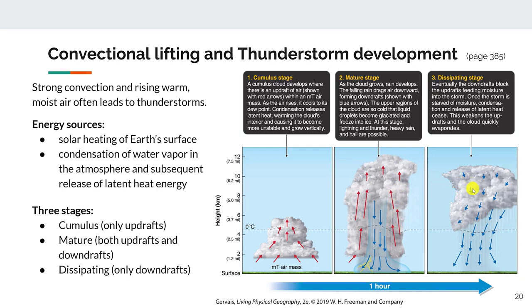But later, when the rain becomes stronger and stronger, they will bring down a lot of what we call downdraft. So basically descending air eventually will kill the rising warm air. So your thunderstorm will just dissipate. Okay, so that is how it develops.